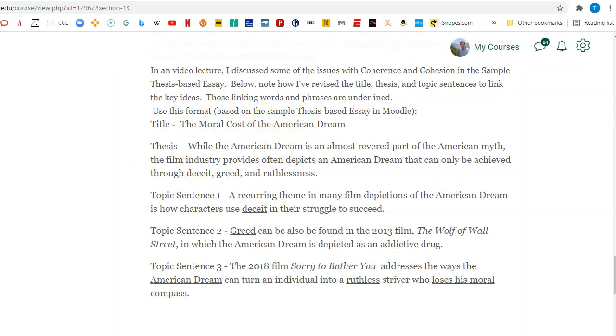You might also want to take a look at the week 6 activities, because week 6 is when you'll submit a draft of the thesis-based paper in the following Thursday's forum, to give me and your classmates an opportunity to weigh in on your paper, and then the final draft is due at the end of week 6.